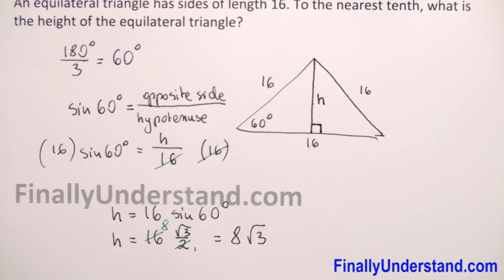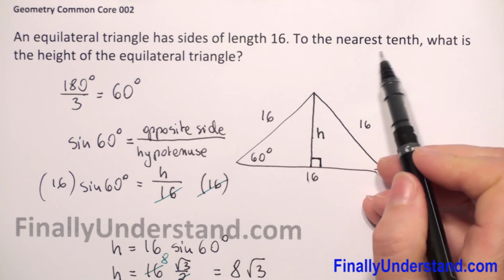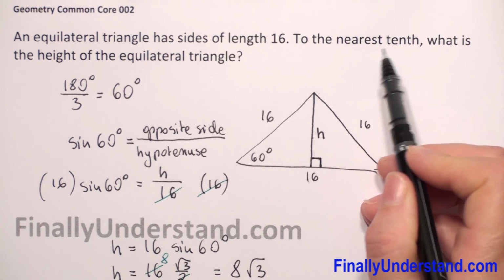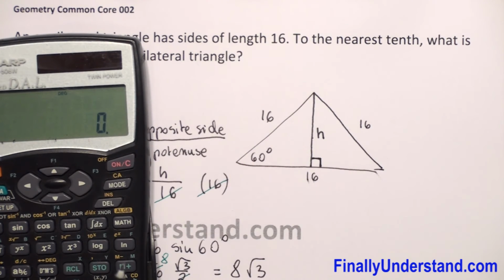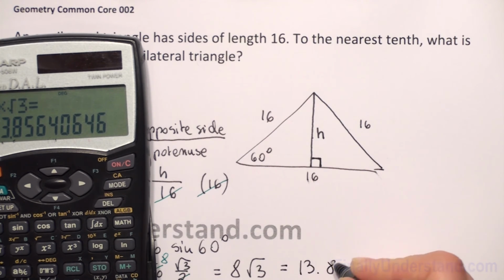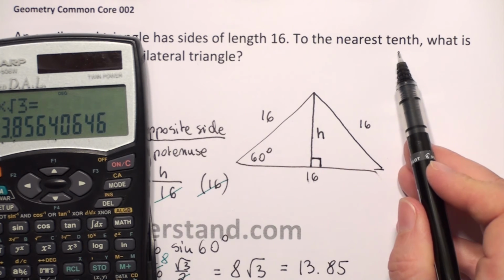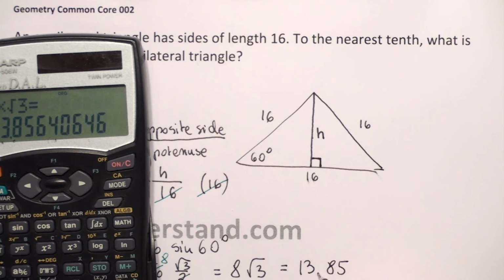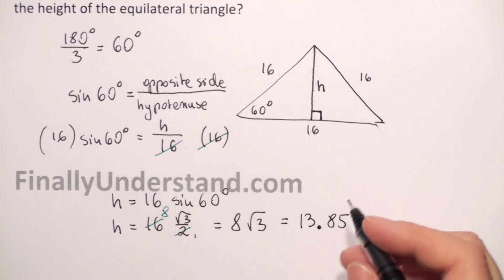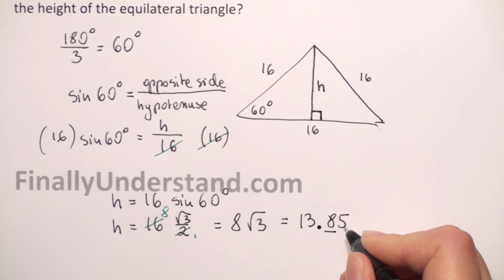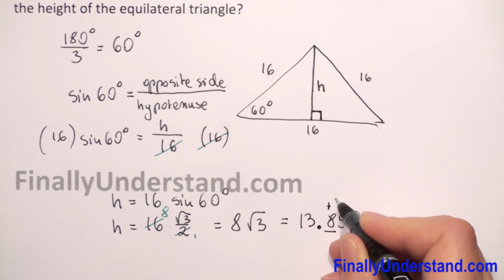Because we have to find the length of the height to the nearest tenth, we will use a calculator. We have 8 times square root of 3. So this is equal to 13.85, and because we have to round to the nearest tenth, we need 2 digits after the decimal point. The tenth is the first digit after the decimal point. So we underline the tenth and check the second digit, which is 5. So we need to add 1 to our underlined digit.